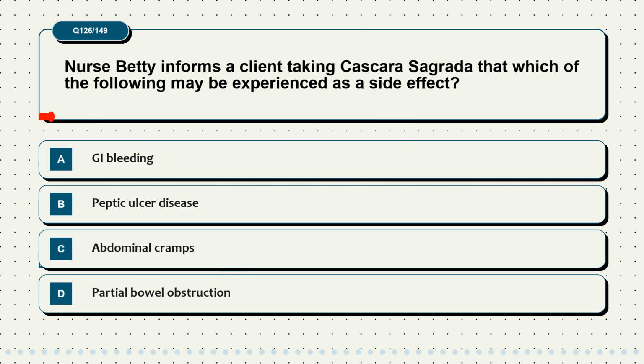Question 126. Nurse Betty informs a client taking Cascara Sagrada that which of the following may be experienced as a side effect? Here are the options. Option A. GI bleeding. Option B. Peptic ulcer disease. Option C. Abdominal cramps. Option D. Partial bowel obstruction.